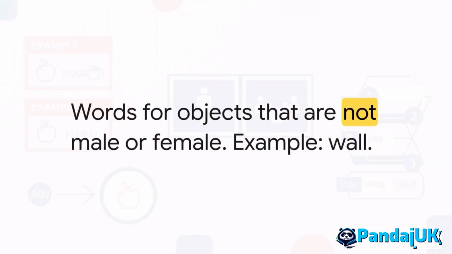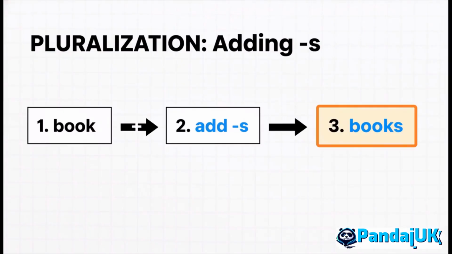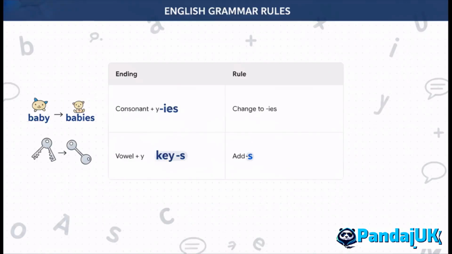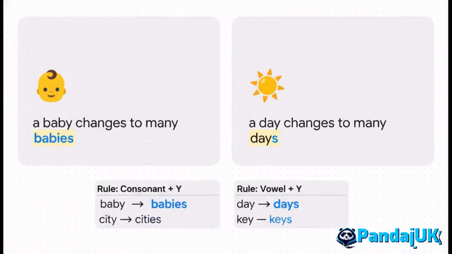We also have neuter nouns. These are simple objects that aren't male or female, like a wall. Let's move on to plurals. To talk about more than one thing, we usually just add S. But watch out for exceptions. For words ending in O, we add ES. Potato becomes potatoes. Words ending in Y have a special rule. It all depends on the letter right before that Y. See the difference here? Baby changes to babies with IES, but day just gets an S.